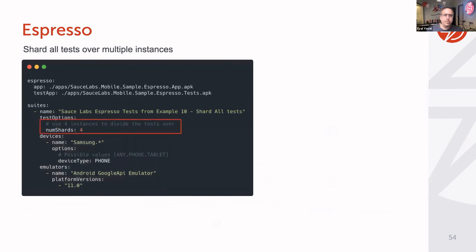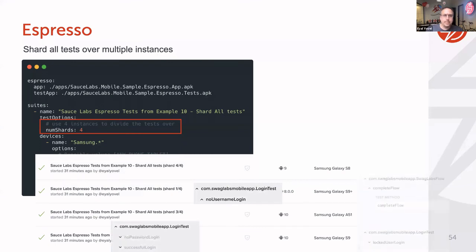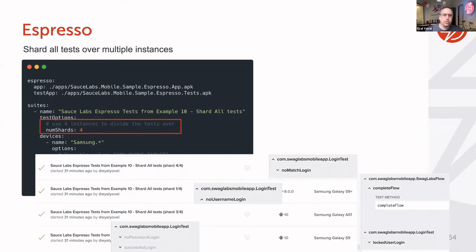The last example is using shard. So shard is that we specify the number of devices we have, and Espresso will split our tests between the devices. So here we specify 4 devices, and we have 6 tests from 2 packages. So Espresso will split the tests between the 4 devices. So 2 devices run 2 tests, and 2 devices run 1 test each. So it's 6 tests on 4 devices.